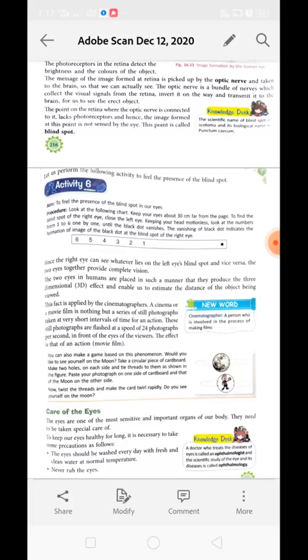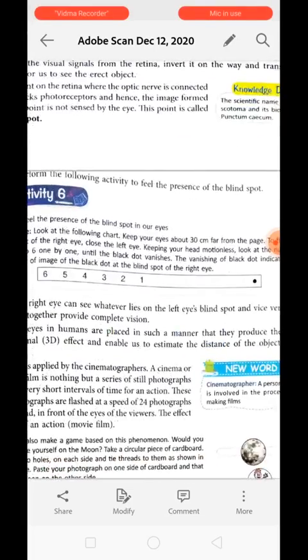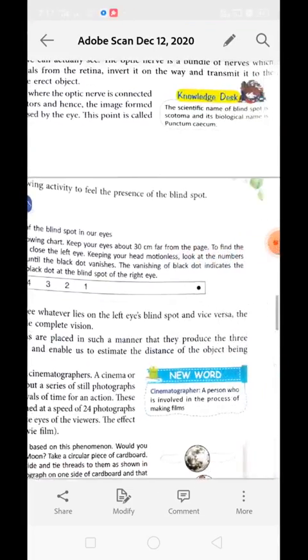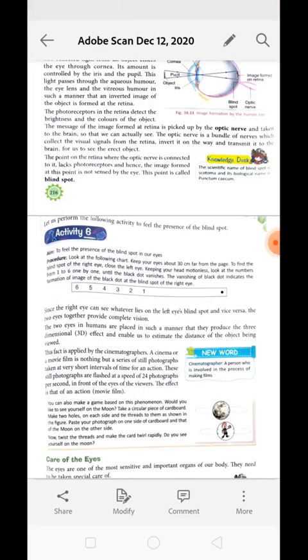Now next is Activity 6, to feel the presence of the blind spot in our eyes. For that we have to look very carefully at the following chart given over here: 6 5 4 3 2 1, and over here it is a black spot. So look at it very carefully, and to find the blind spot of the right eye, you have to close your left eye and then keep on looking at every letter and number given in the chart.